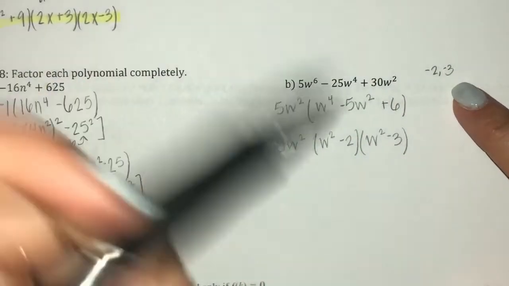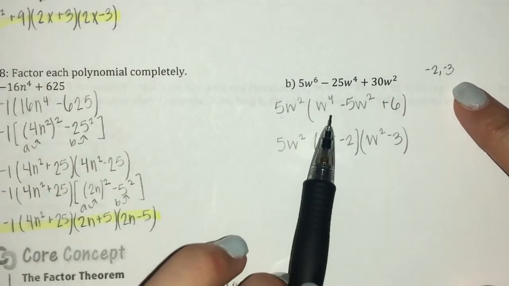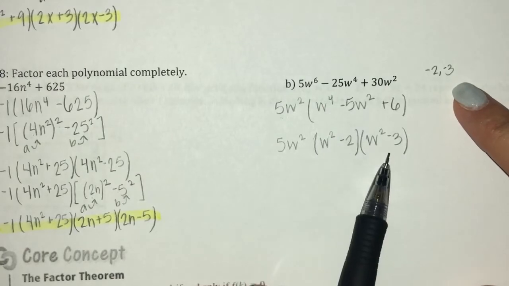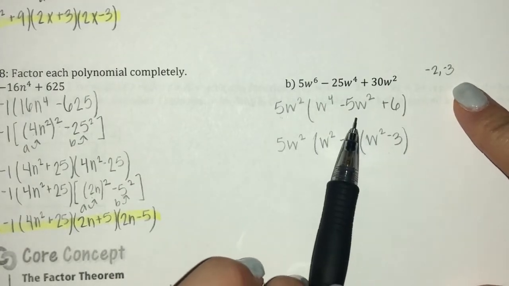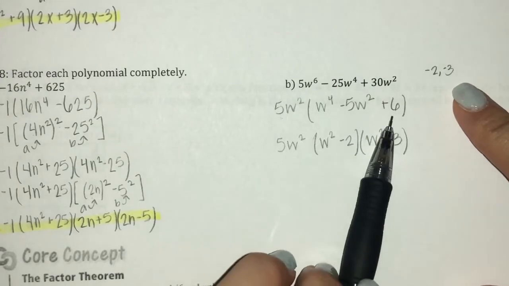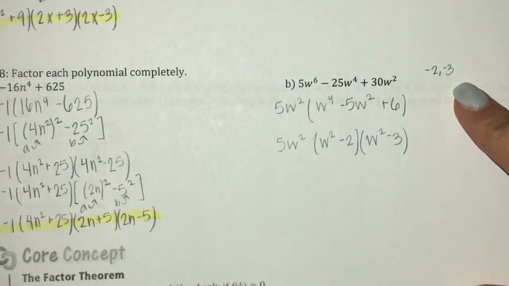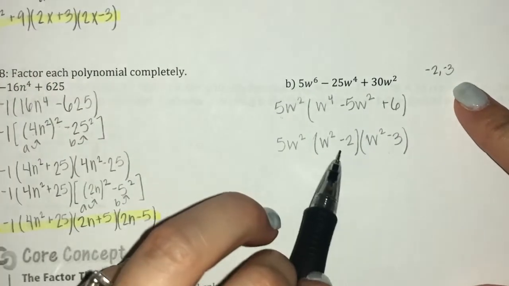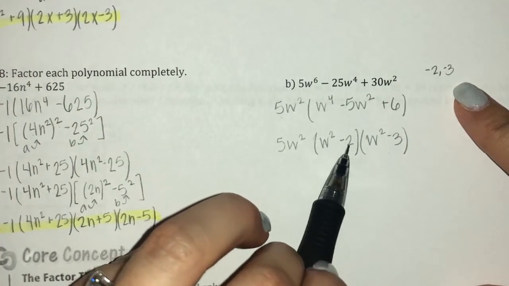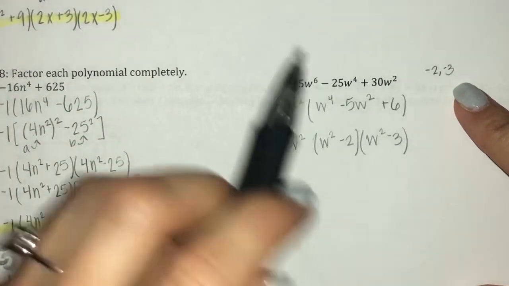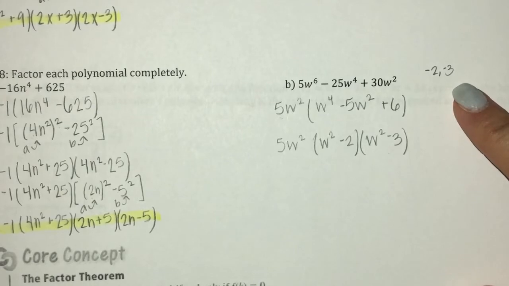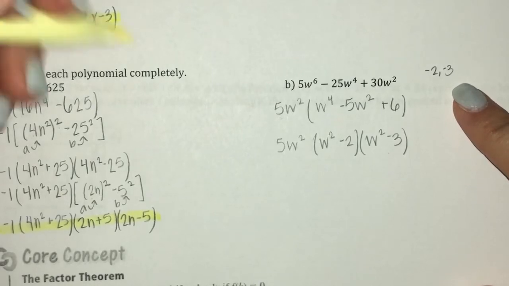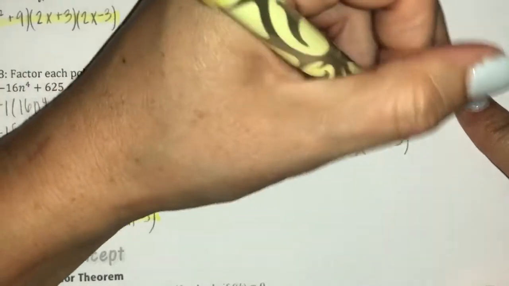You can always check by foiling: w squared times w squared is w to the 4th, w squared times -3, and then -2 times w squared would get you back to -5w squared, and then -2 times -3 is +6. And then check to see if it could be factored further, like, is this a difference of squares? So 2 is not a perfect square, and neither is 3, so this can't be factored any further. So it's just 5w squared times w squared minus 2 times w squared minus 3.